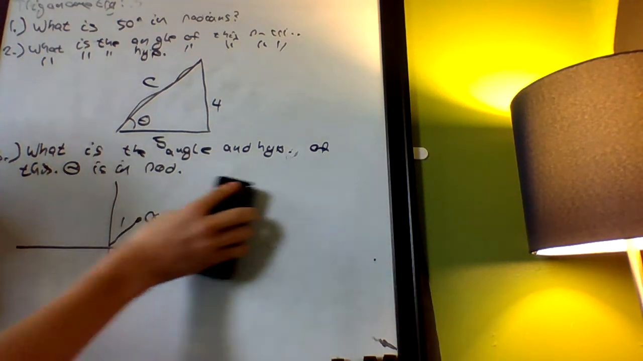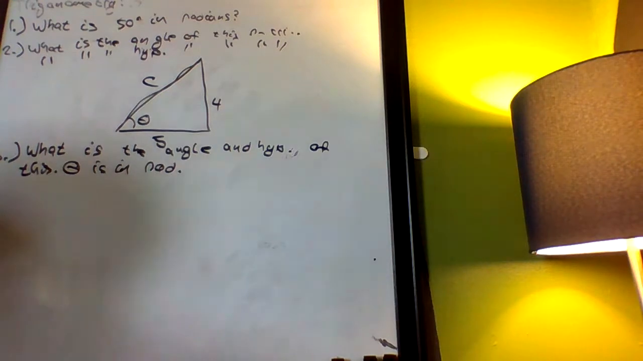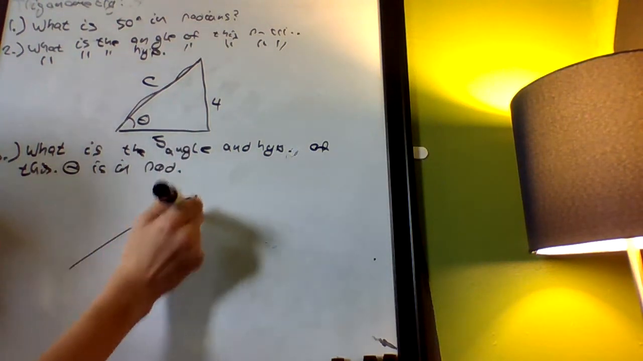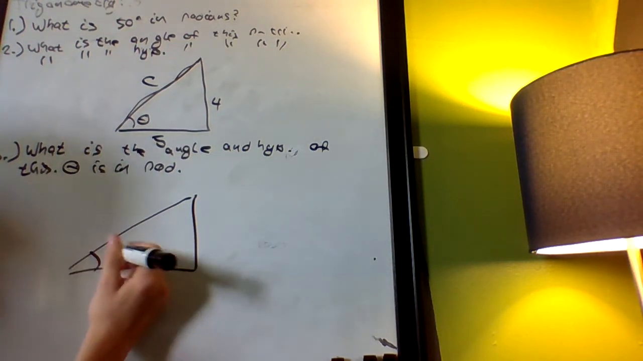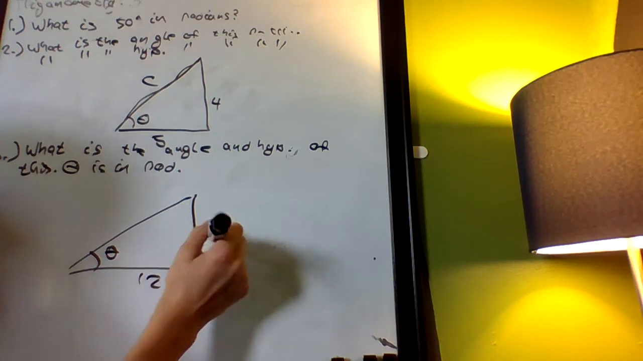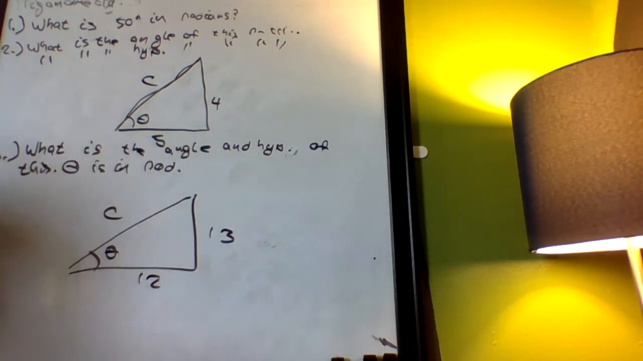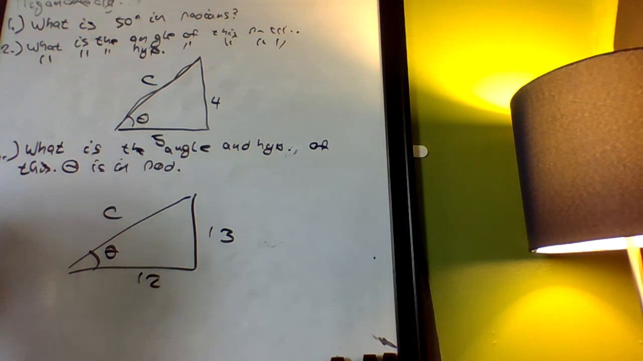Let me redraw the triangle from before, just in case you hadn't copied it down in time. 12, 13, C. Okay? So this is our triangle, and those are your problem questions.